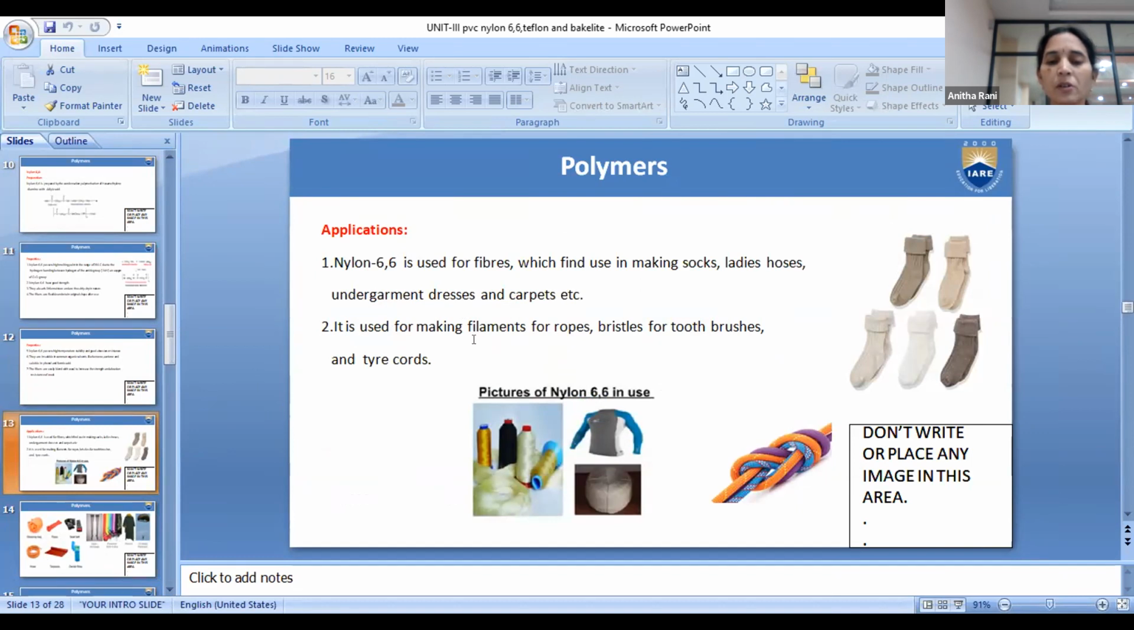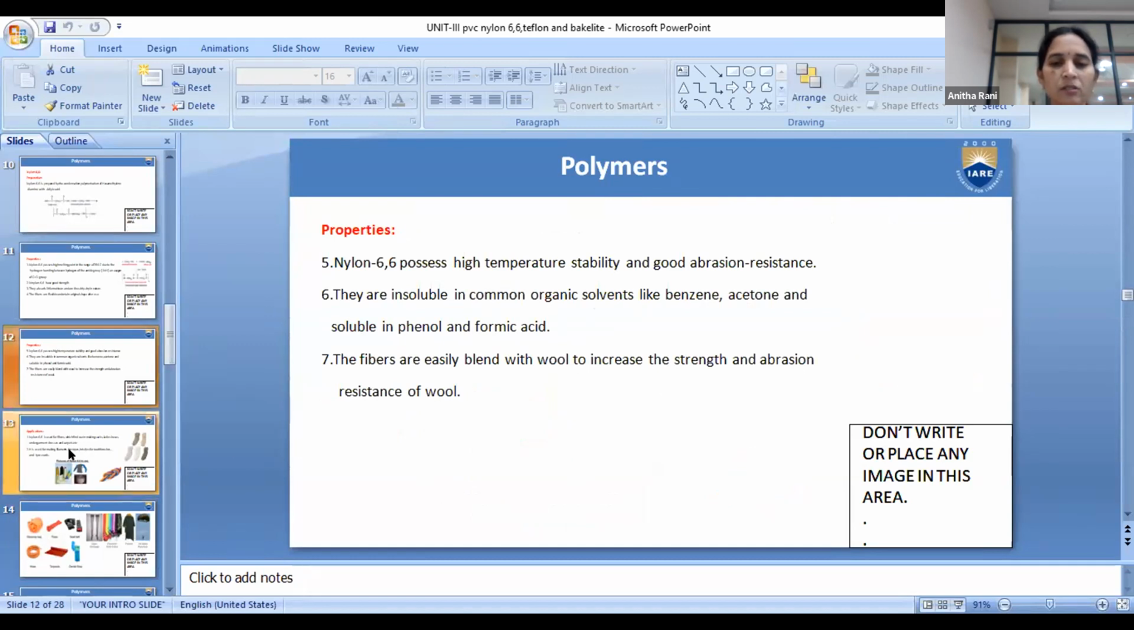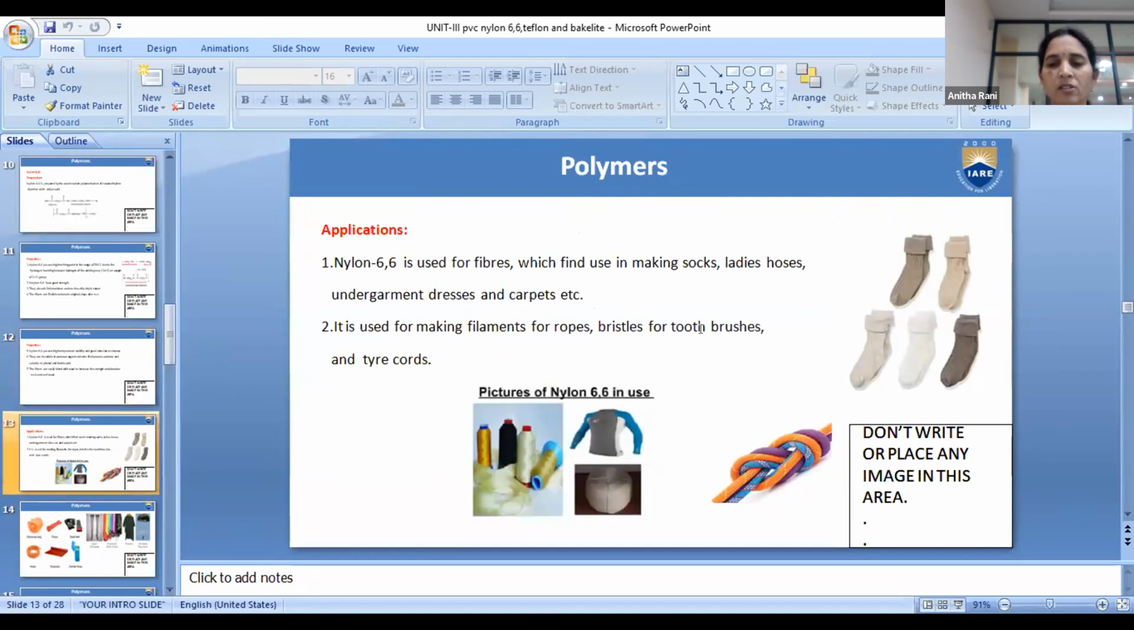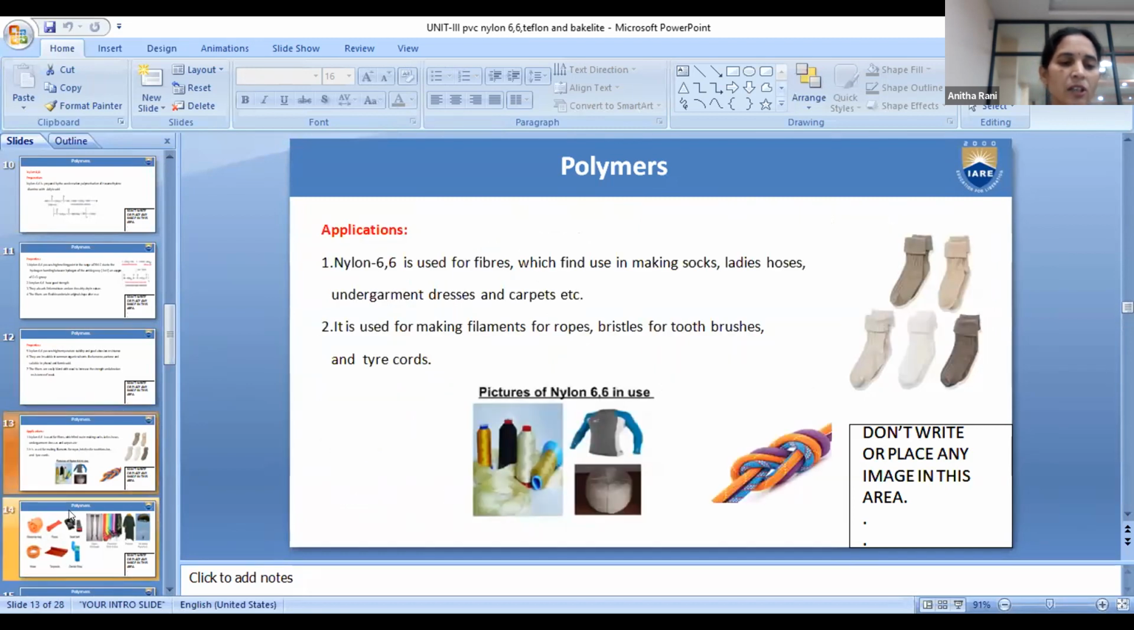It is also used for making filaments for ropes. We make ropes also with nylon 6,6. Bristles for toothbrushes, which we use now, are made of nylon 6,6, and tire cords. So these are some of the applications of nylon 6,6. I gave some others too: seat belt, hose pipe, sleeping bag.